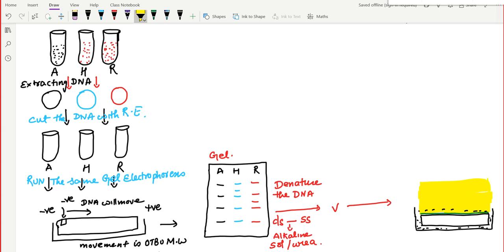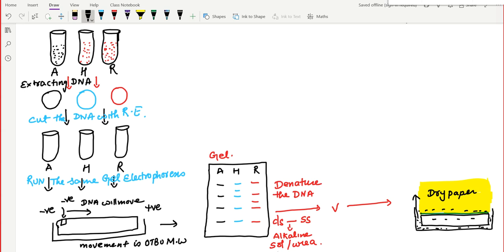Now what will happen? This stack of dry paper which we have here will absorb water. So water will move up. Now what will happen when the water is going up? The DNA which was present here will also try to move up. Why? Because the size of the agarose pores is higher than the size of your DNA. So they try to move up.